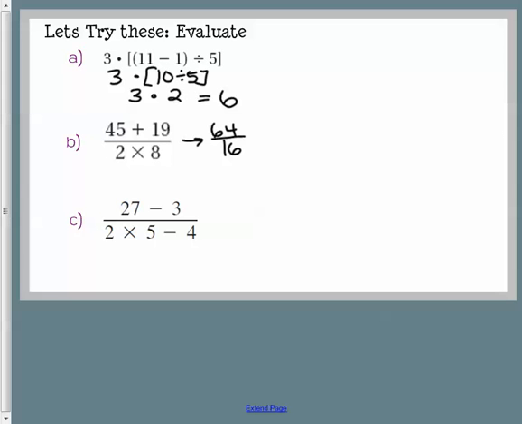Over here, we're going to do everything in the numerator first, which gives us 64, everything in the denominator second, which gives us 16, and then lastly, we're going to use that fraction bar, which tells us to divide, and we get 4. Same thing with this one. We're going to do everything on top first, and we get 24. We're going to do everything on the bottom second, which we have to multiply, then subtract, and get 6. So now we can take 24 divided by 6 and get 4.